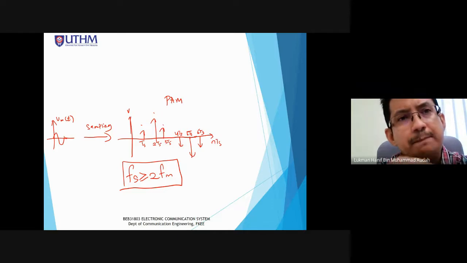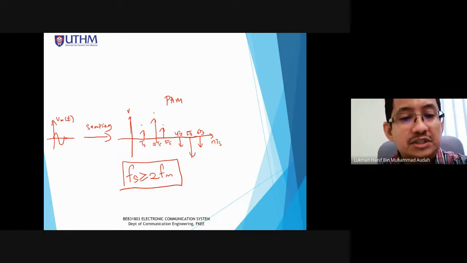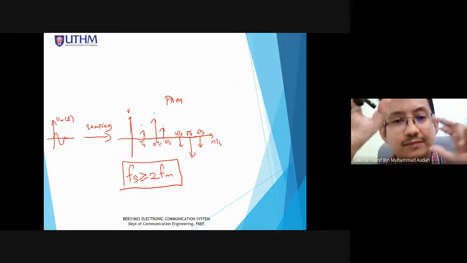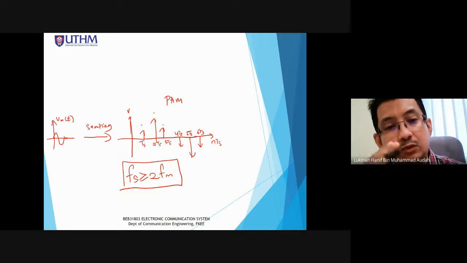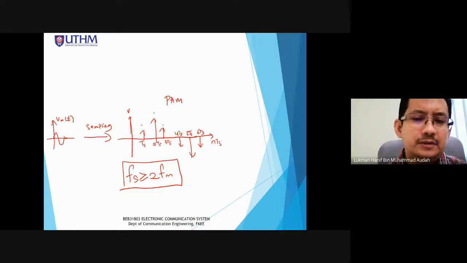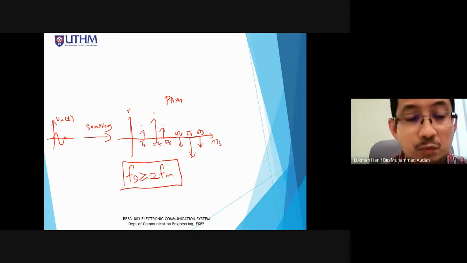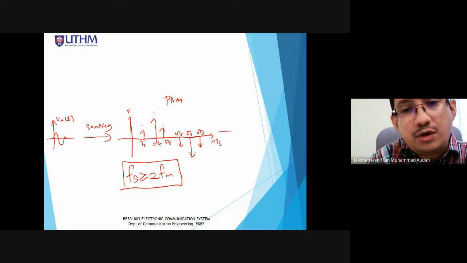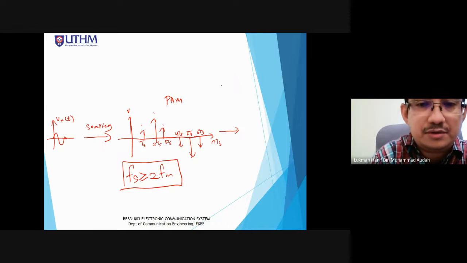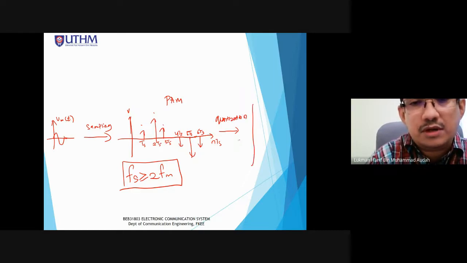Kalau kita ada kepelbagaian amplitude daripada input sampel itu. Masing-masing ada amplitude dia yang tersendiri. Dia pelbagai, maksudnya dia punya amplitude level itu pelbagai. So ini menyukarkan proses seterusnya kalau kita tidak melakukan sesuatu. Okay, so that's why the next process is what we call the quantization. Quantization, okay, quantization.